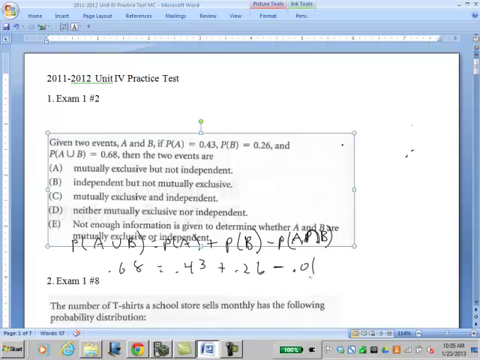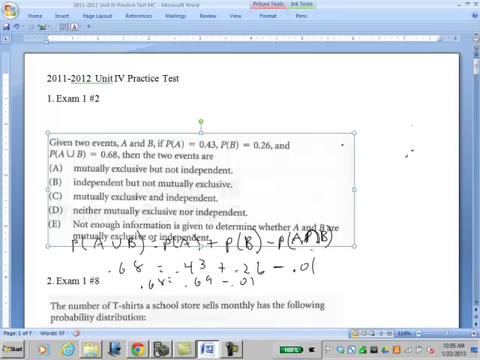Yes? So where'd you get the 0.01? We're told A or B is 0.68. First of all, I know that A or B equals probability of A plus the probability of B minus the probability of A and B. Right? We're told probability of A or B. We're told the probability of A. We're told the probability of B. Those add up to 0.69. So we have 0.68 equals 0.69 minus 0.01. Right? Okay.